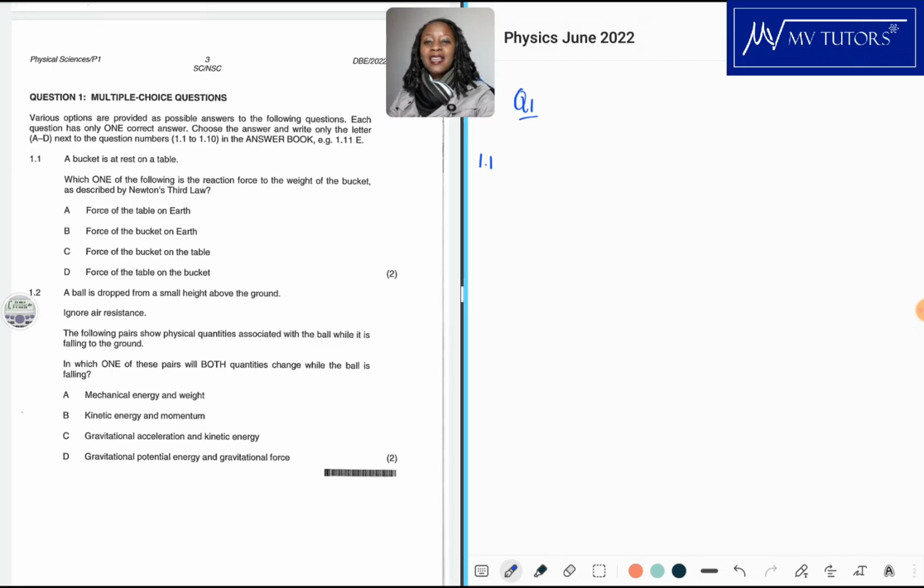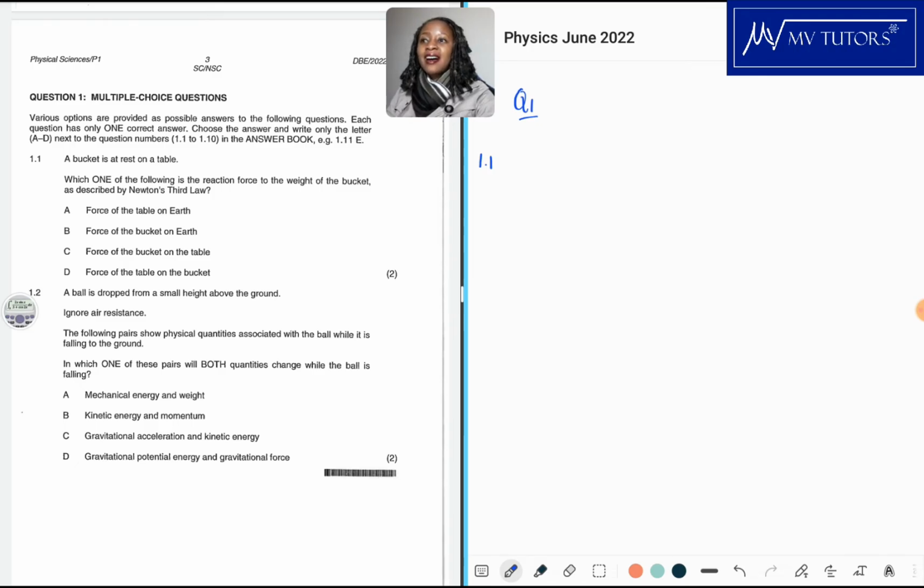If body A pushes against body B, then body B will push against body A with the same magnitude of force but in the opposite direction. I'm just paraphrasing loosely here. So with the reaction force, what are we going to say?